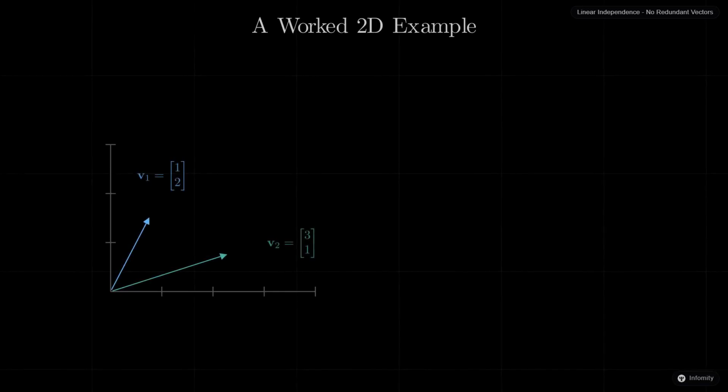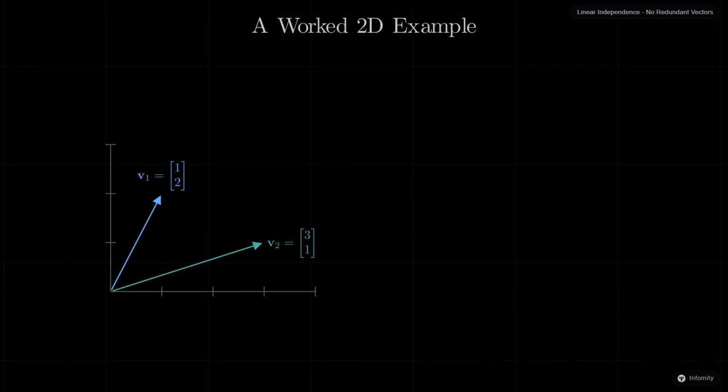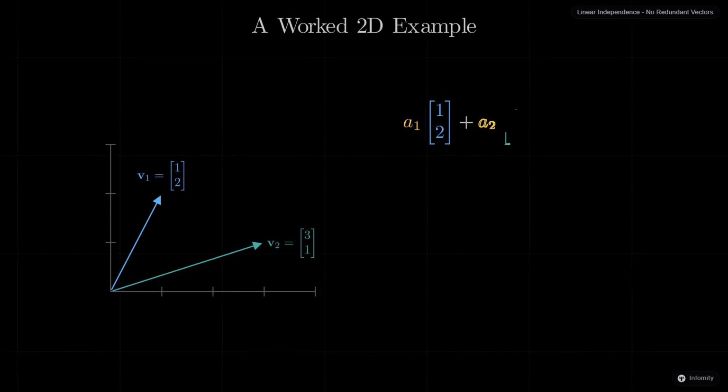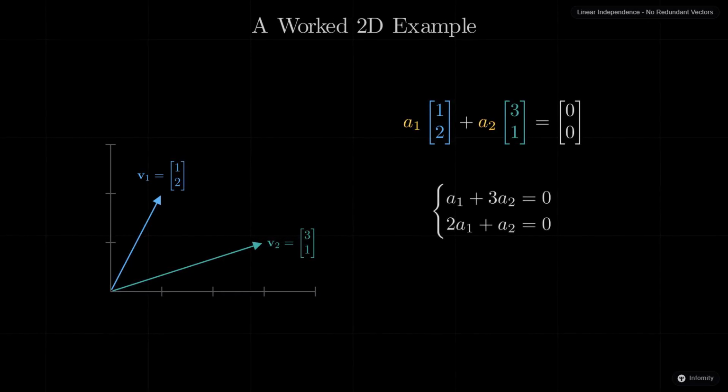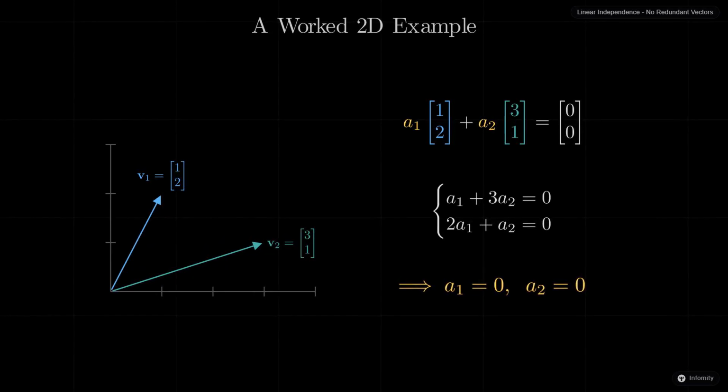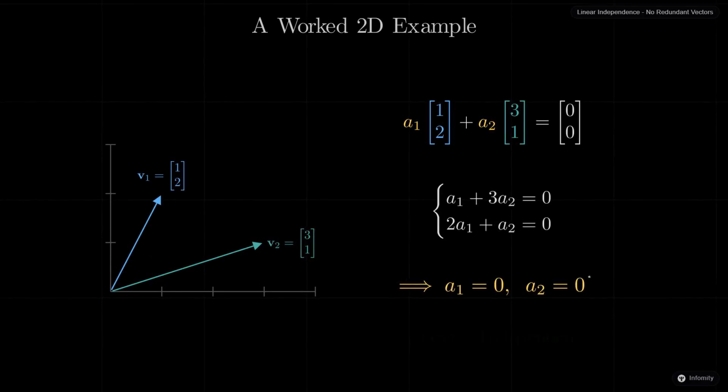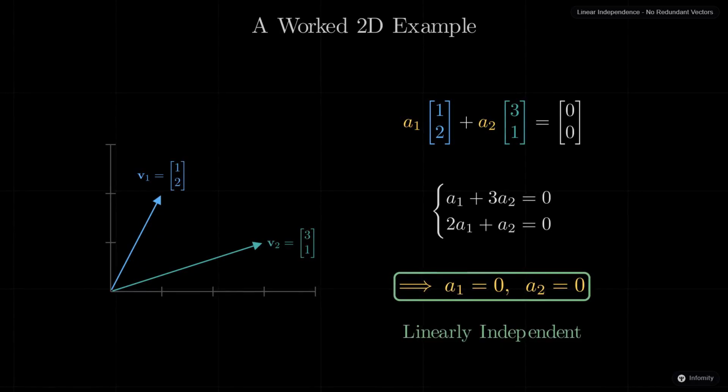Let us work through a concrete example. Suppose we have vector phi 1, which is (1, 2), and vector phi 2, which is (3, 1). To test their independence, we set up our equation. If we solve the system, we find a very clean result. By solving the system, we find that the only way to get zero is if both scalars are exactly zero. This mathematically proves that our two vectors are linearly independent.